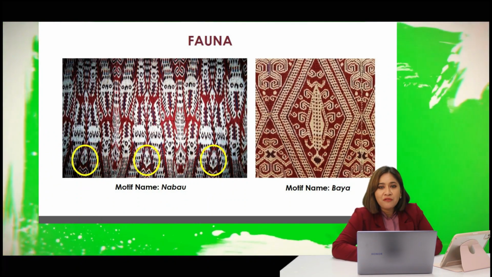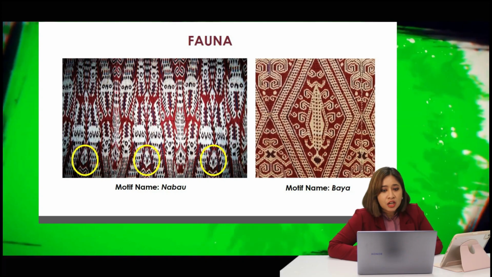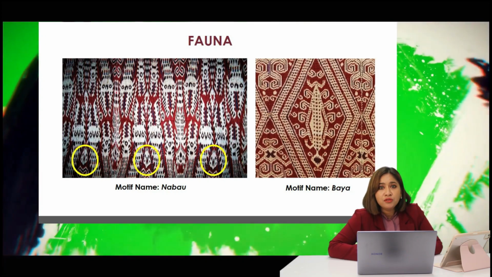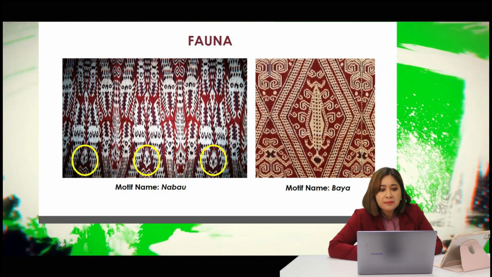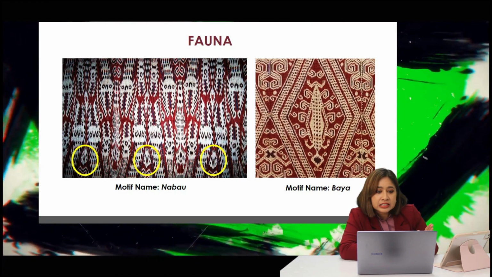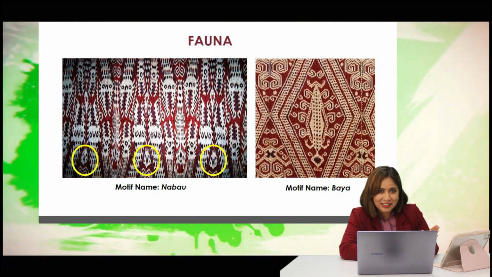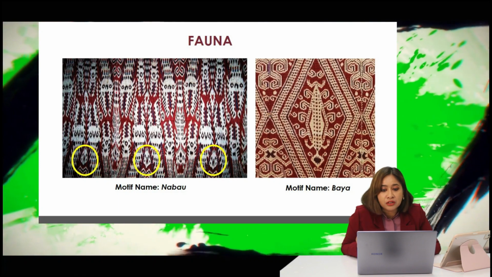Here are the design of the high-ranking motif applied to the textile. To some weavers, the mirroring ritual should be performed to the humanoid figure and predatory types of animals design motif, such as like this one. This is nabau or snake, ular, jangan main-main ya. Or this one, the baya or crocodile design motif.